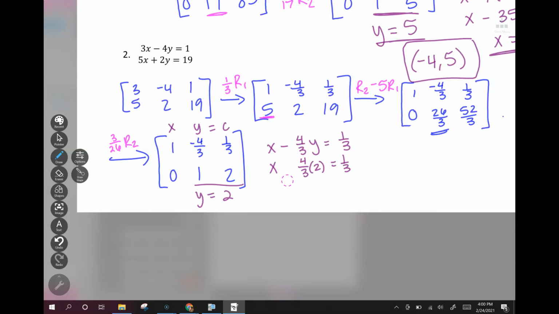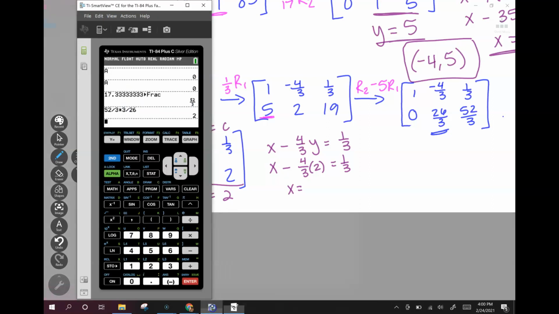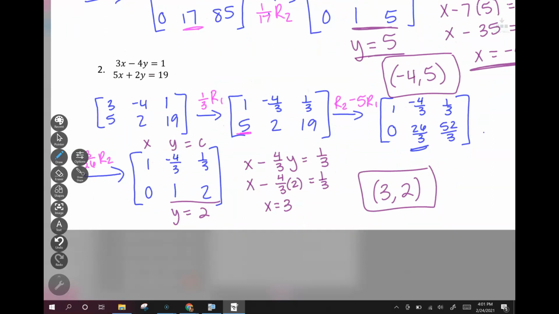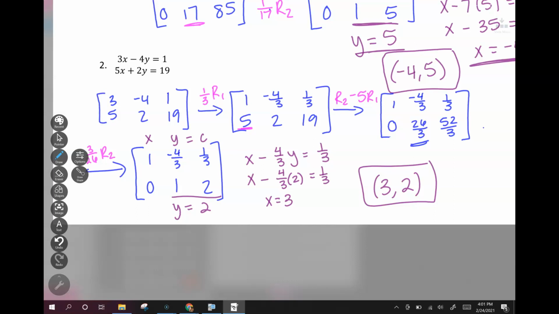Oops, it was a minus sign. So I need to do 1/3 plus 4/3 times 2. That leaves me with 3. So x equals 3, y equals 2. The point where those lines intersect is (3, 2). And tomorrow we'll look at how we can also do this with a system of 3 equations and 3 variables.